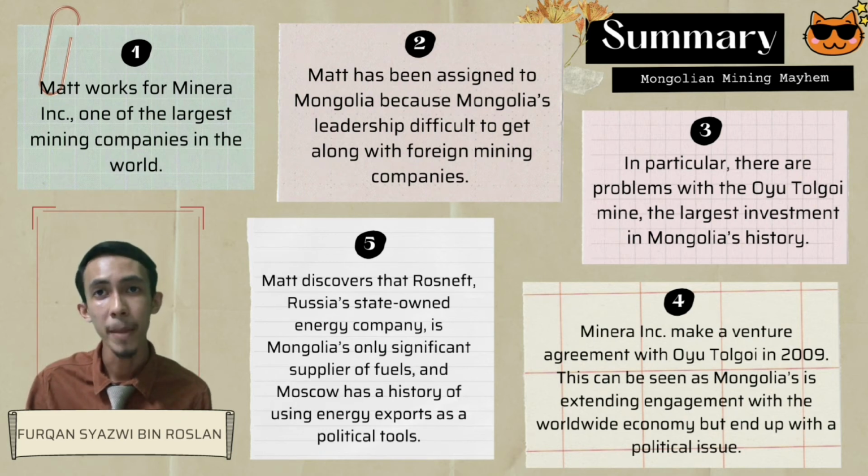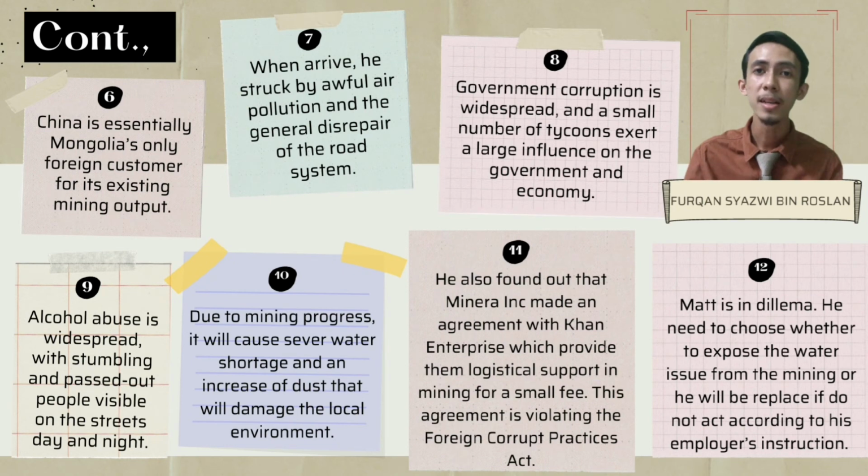From his reading, Matt discovered that Rosneft, a Russian state-owned energy company, is Mongolia's only significant supplier of fuels, and Moscow has a history of using energy export as a political tool. On the other hand, China is essentially Mongolia's only foreign customer for its existing mining output, and consequently, in negotiation over price, China always has the upper hand.